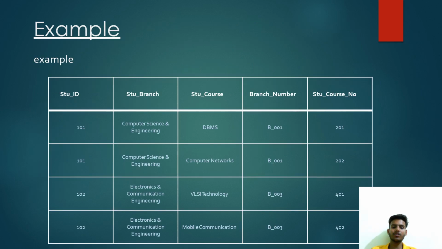There are some examples for Boyce-Codd normal form. Now, for example, we have a table. In the table, we have student ID, student branch, student code, branch number, and student course number. Here we see 101, 101, 102, 103. These are the student IDs, and the student branch is computer science and engineering, computer science and engineering. There are two students of the same computer science and engineering, and the other two are electronics and communications engineering. This is an example for Boyce-Codd normal form. Let's move to the next slide.